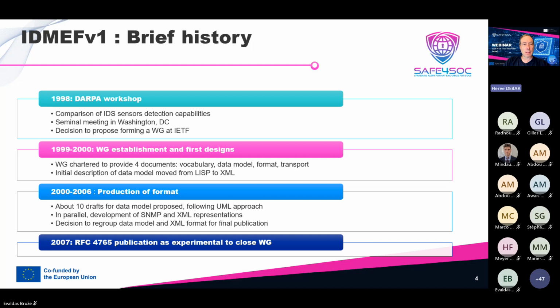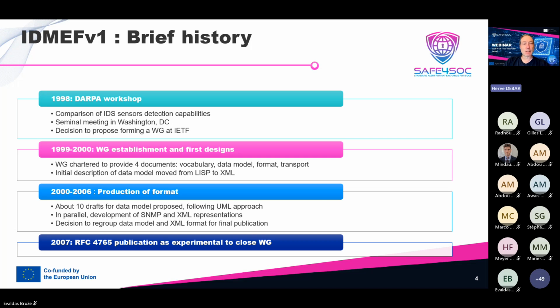It took a while, and we established the objective of the working group around 4 documents. One was the vocabulary, the description of what intrusion detection was about, a data model, what kind of data do we want to transport, a format to implement the data model, and a transport protocol, which actually was the justification of going to the IETF. An initial description of the data model was done using Lisp, but it was felt a bit too complicated. And then we quickly moved to XML.